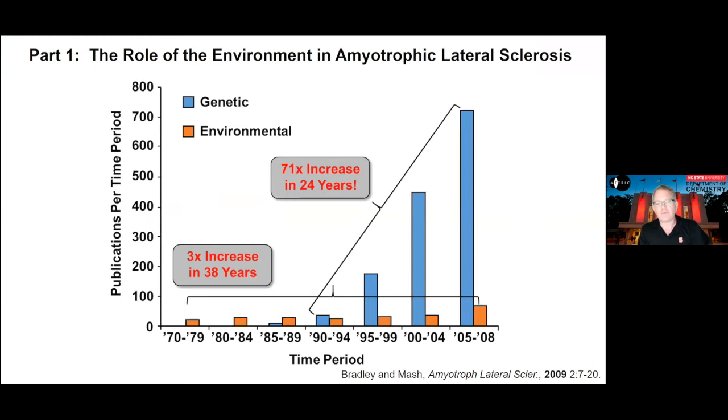If you look back over the past 38 years at people studying the role of the environment in ALS, there's only been a 3-fold increase in the number of publications during that time period. But when you look at genetic factors, with rapid sequencing and whole genome sequencing capabilities, there's been a 71-fold increase in 24 years. Now those papers have a lot of suggestive genes that might play a role, but there's been no conclusive new information that's really come out, except for the main 4 genes that actually are linked to ALS.